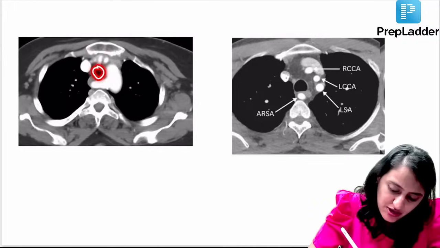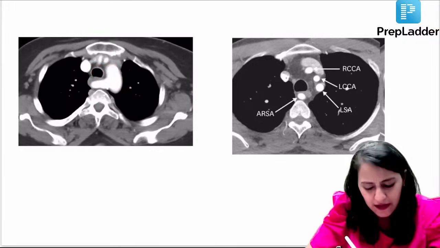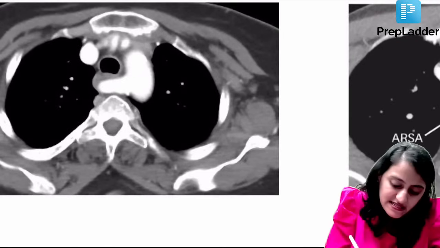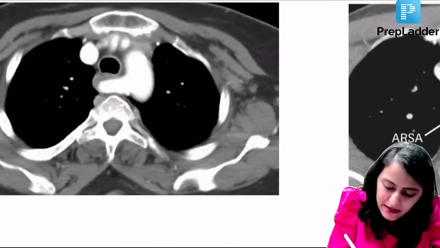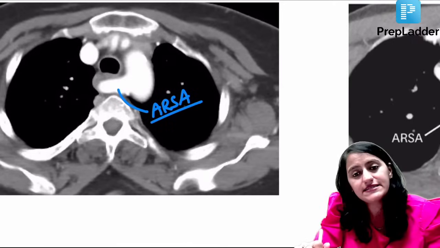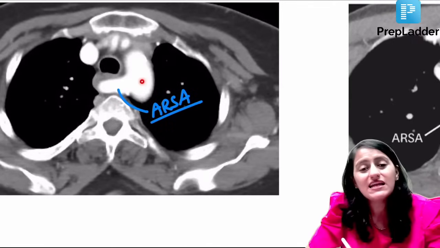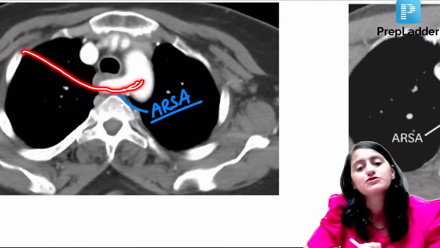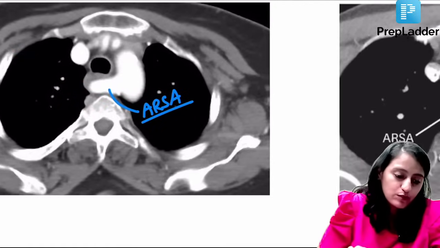So this is again trachea. This is the arch of aorta. You are seeing one branch which is coming from the arch of aorta going in front of the vertebra. So this is an aberrant branch. What aberrant branch is this? This is ARSA, aberrant right subclavian artery, which is the last branch coming from the arch of aorta, and it goes from the left side to the right side in front of the vertebra.